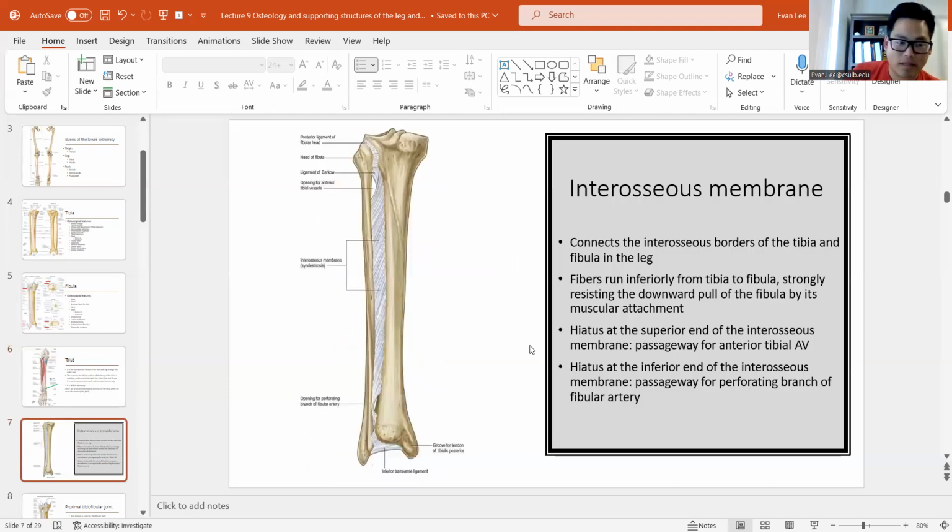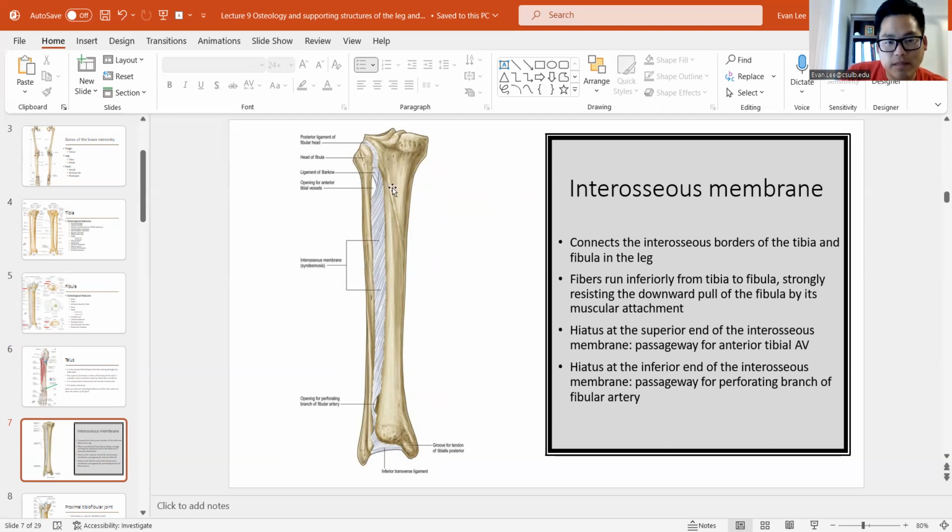But one thing to look at regarding the leg bones, very simply, is the interosseous membrane. Just like the radius and ulna, we have an interosseous membrane, which means between bones. So this will be the interosseous membrane between the tibia and the fibula.